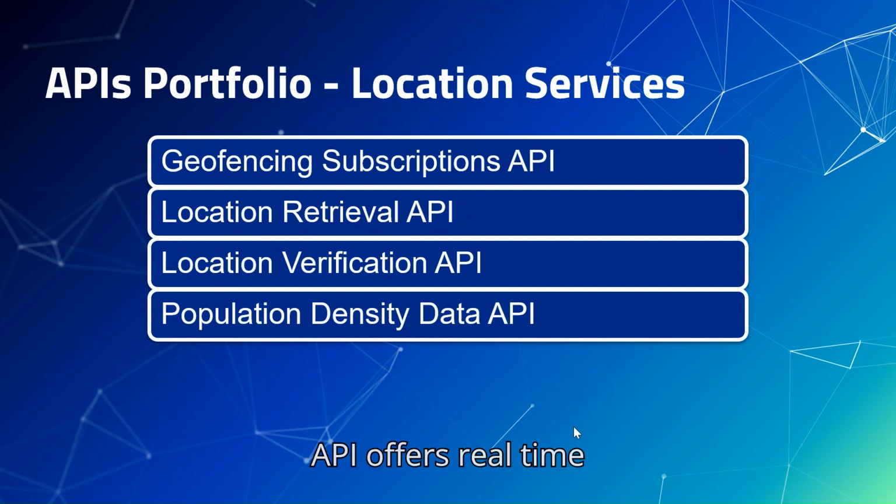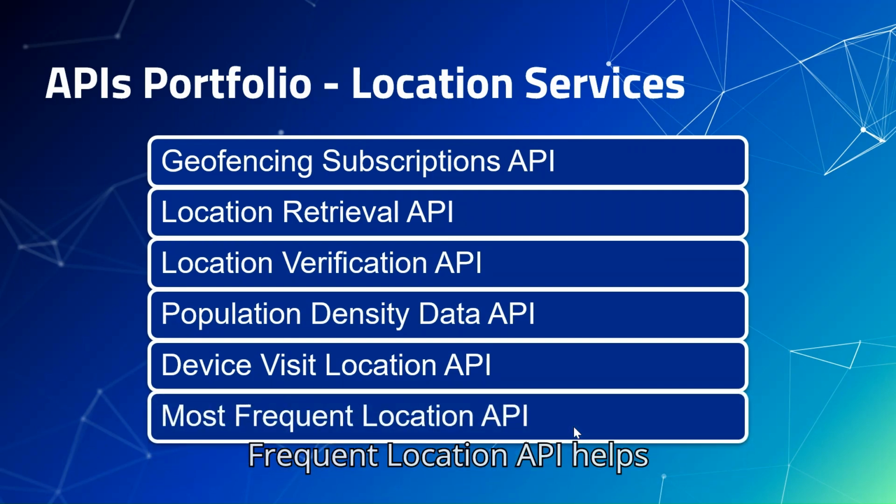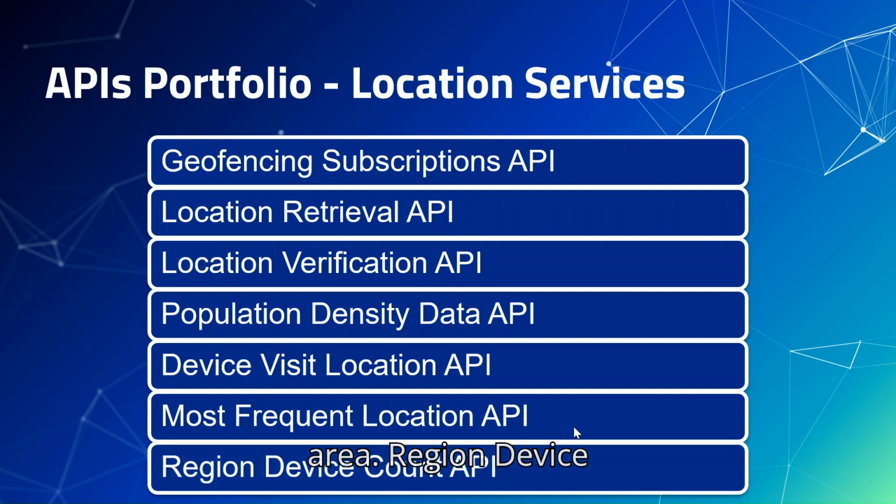Population Density Data API offers real time population density data for a given specific area. Device Visit Location API tracks recent visit locations of a device within a specific time frame. Most Frequent Location API helps in predicting a user's expected home area. Region Device Count API provides count of active devices in a defined region. These APIs empower businesses to enhance security, personalize services, and improve operational efficiency through reliable location intelligence for fraud prevention, emergency assistance, and location based features.